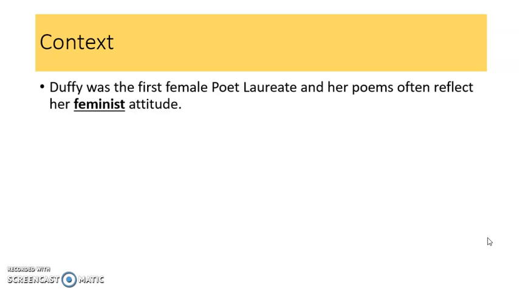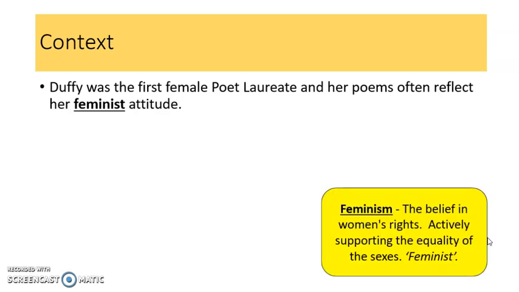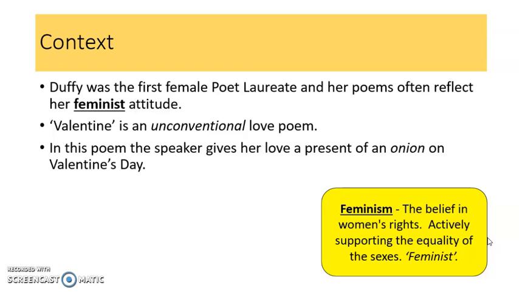The other word there, feminist, I've put that in bold and underlined it. It's one of your key words on your fact sheet. So feminism is the belief in women's rights. So someone who is a feminist actively supports the equality of the sexes. So Carol Ann Duffy was a feminist. This poem, Valentine, is what you might call an unconventional love poem. So in the poem, the speaker gives her love a present of an onion on Valentine's Day.